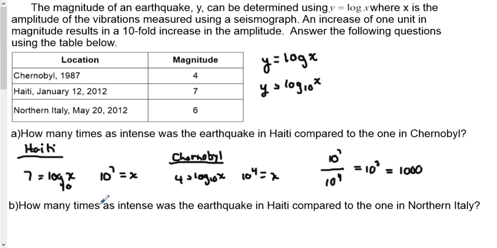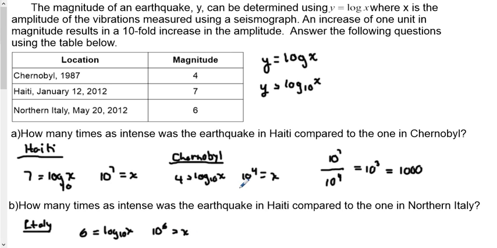For B, when it says how many times as intense was the earthquake in Haiti compared to the one in northern Italy, I would do the same thing. I've already got the calculation for Haiti, so I just need to find Italy. For Italy, we would have 6 equals log base 10 of x, which would correspond to an exponential of 10 to the 6 equals x.